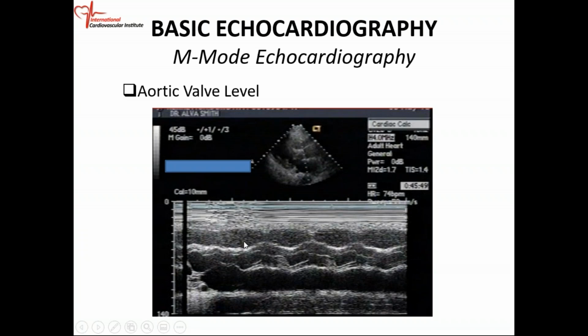Below the RV wall, the RV cavity, again, blood is black, tissues varying shades of gray. And then you move from the RV cavity, you get to this portion of the aortic wall. So the aortic wall, and it's moving. So that's why it's not a straight line.